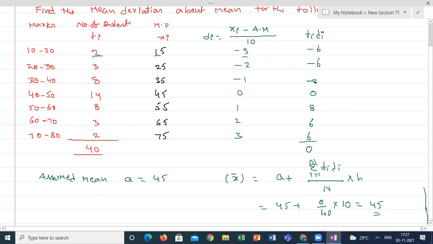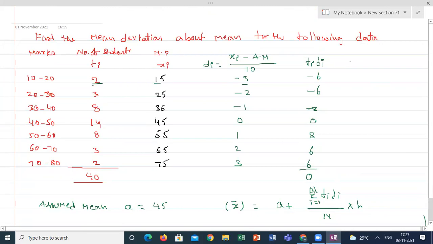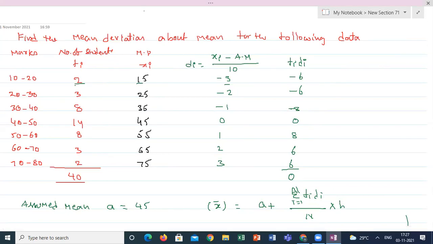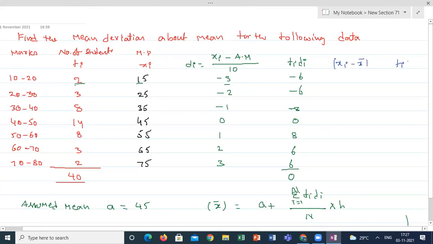Once you get the mean, the rest of the procedure is common. You have to calculate xi minus x bar, and then fi into modulus of xi minus x bar. This is as usual. These two steps I am writing in blue color because the blue values are useful to calculate the mean deviation. So this will be xi minus mean, and the next column is fi times modulus of xi minus mean.